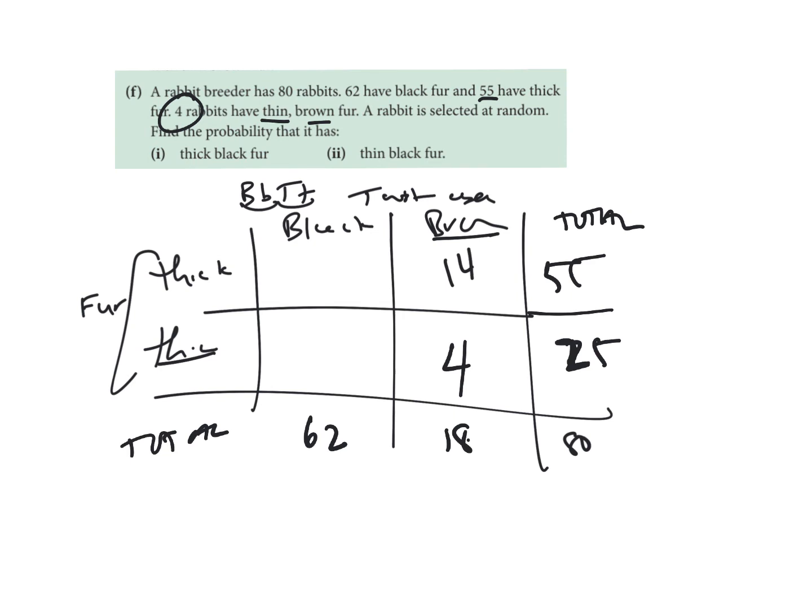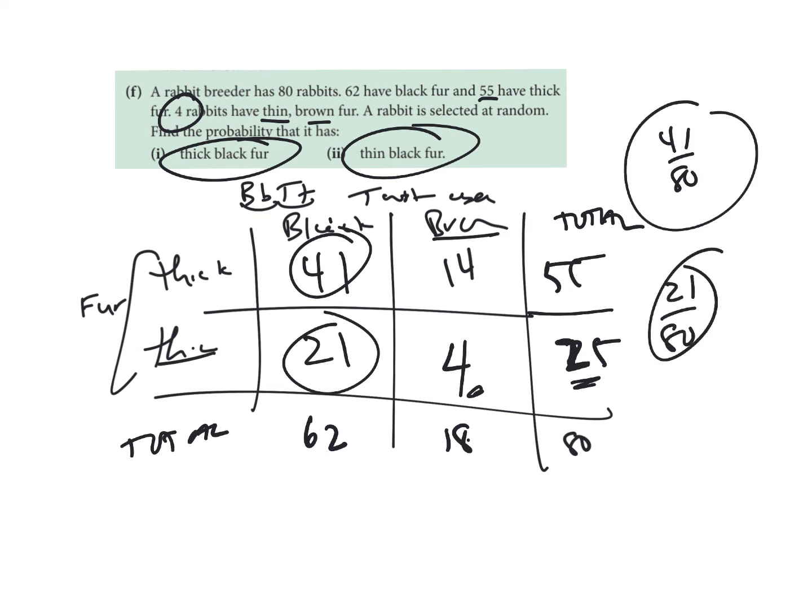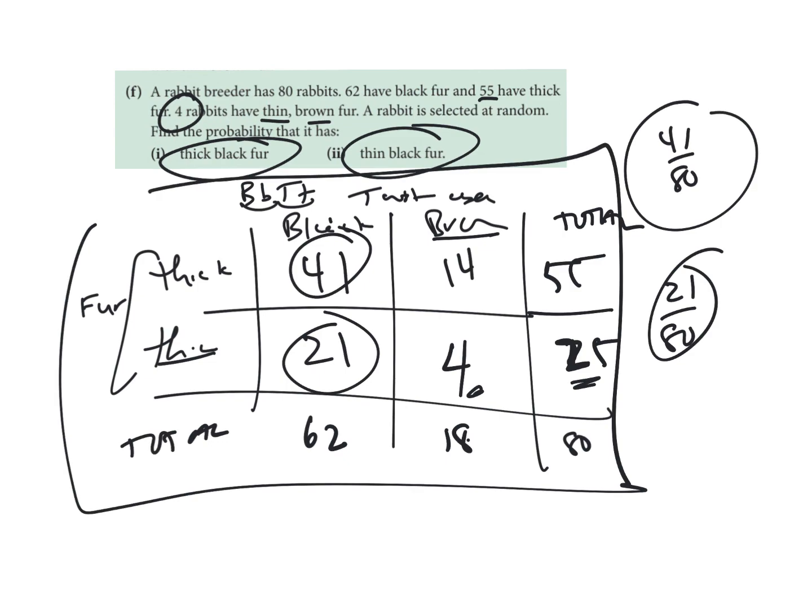If I know there's 4 here and there's 25 here, then this is 21 black and thin, and so then I'm going to have 41 black and thick. So the probability of thick black fur is 41 out of 80, and thin black fur is 21 out of 80. And I get that by going to a two-way table.